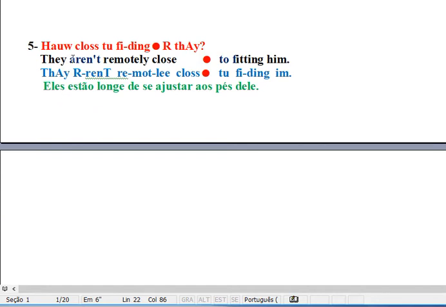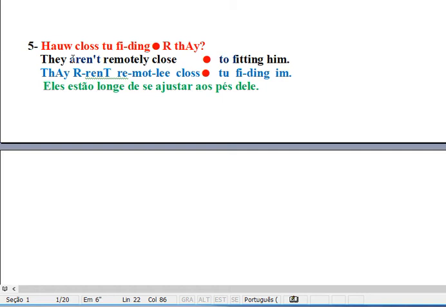Line 5. They aren't remotely close to fitting him.